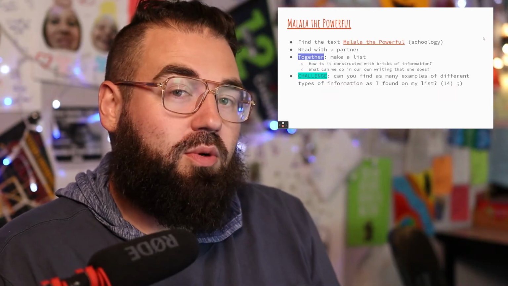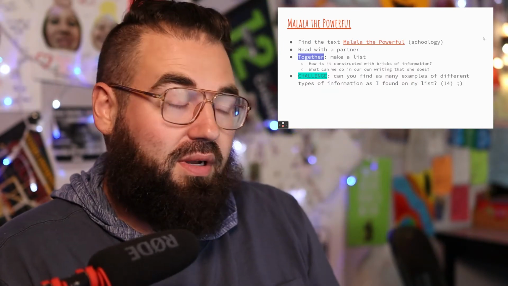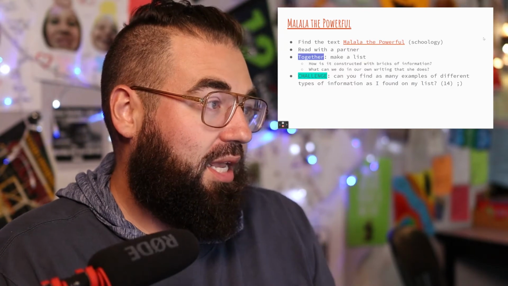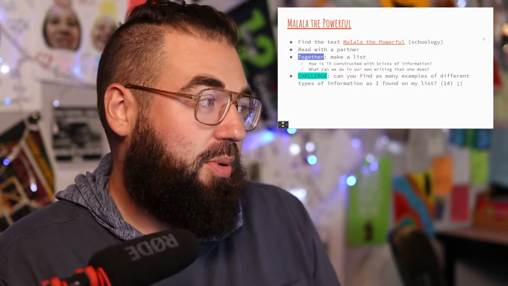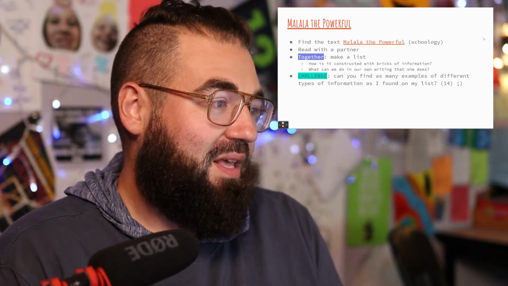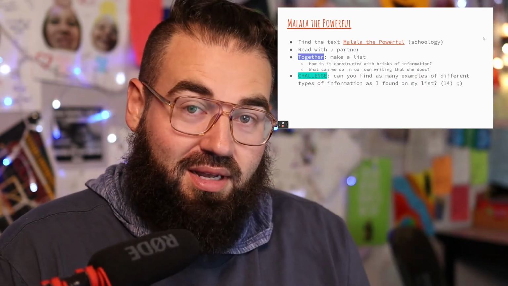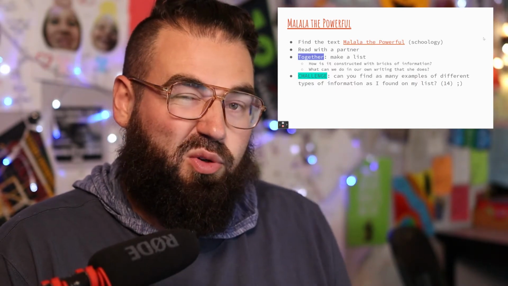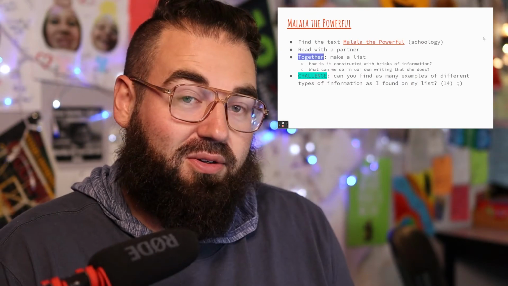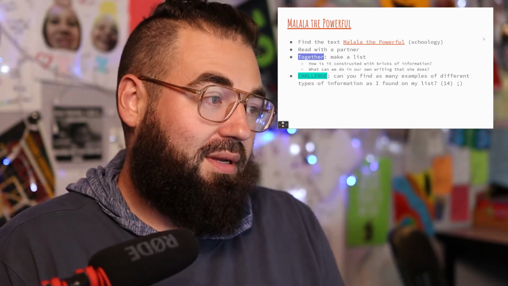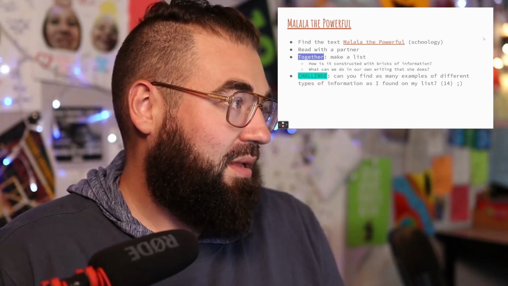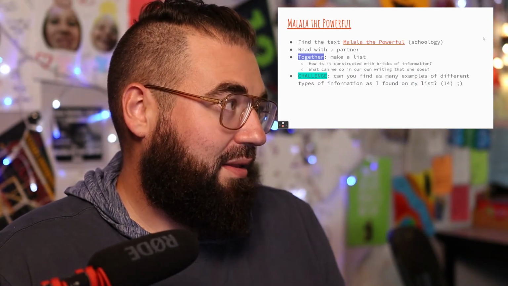So today, we're going to real quickly look at an example text called Malala the Powerful. And if you were in class, we would have read this together as a partner, and we would have made a list in partners. And I would have challenged you to find as many as I could find. So if you really want to undertake that task, feel free to find that article and see if you can find 14. If you're like, just show me, then follow along. So let's look at this article together.